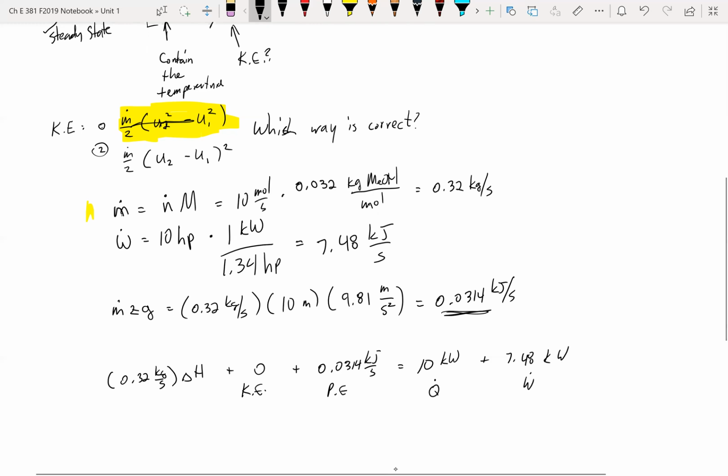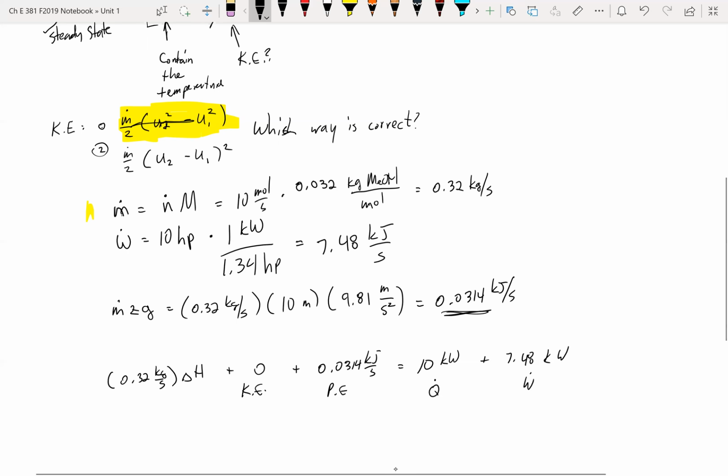For the mgz term, what did you get 0.0314 from? Did you just convert units at some point? Yeah, so this is kilograms meter squared per second squared, which is going to give me SI, so that's joules. So that should be 31.4 and then we're going to slide it over 3 points for kilojoules.